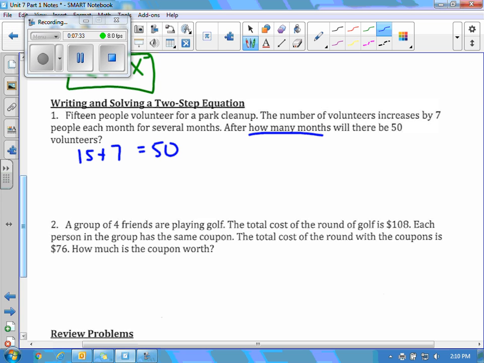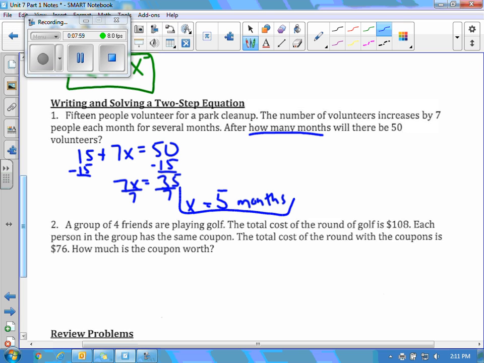I know I have 7 per month, so my variable is going to be right there, 7x. Now I need to get x by itself. The first thing I need to do is move this 15 over. Since it's positive 15, I'm going to subtract it from both sides. So I'll get 7x equals 35. Since it's 7 times x, I need to divide to get x by itself. I get x equals 5. Now it's a word problem, so I know I need a unit on there. So it's 5 months.